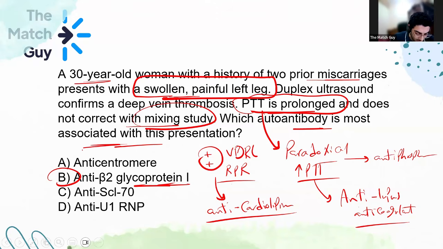Kushi, this is exactly what we are saying. This autoantibody is causing the paradoxical increase in the PTT, okay? But the disease itself causes coagulation and causes thrombosis. That's why we call it paradoxical increase. It is the opposite of how the disease presents. You get what I'm saying?